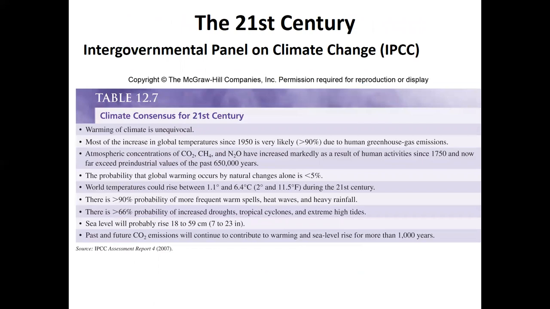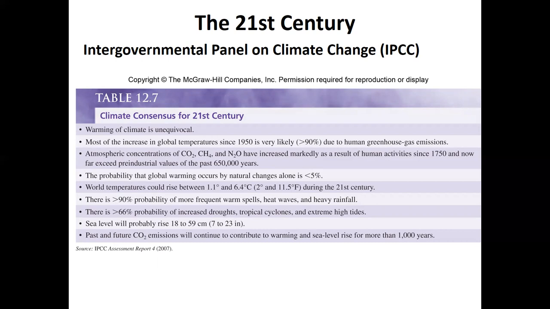So in the 21st century, our current century, the IPCC, the Intergovernmental Panel on Climate Change, came to the consensus that the current warming of our climate is unequivocal. That means the warming we are experiencing right now has not been known to have occurred at this rate at any time in Earth's past. Most of the increase in global temperatures since 1950 is very likely due to the emissions of human greenhouse gases.